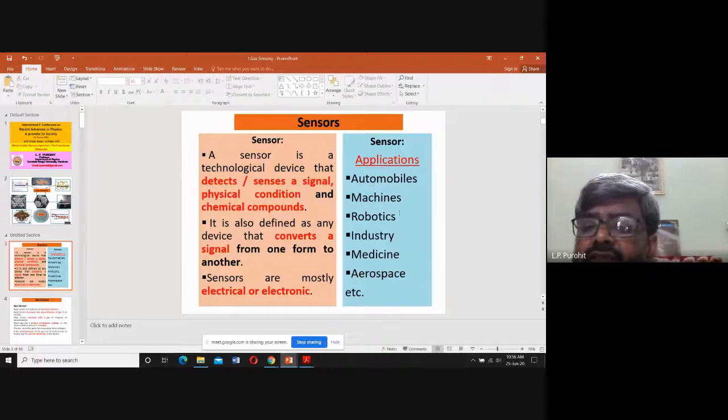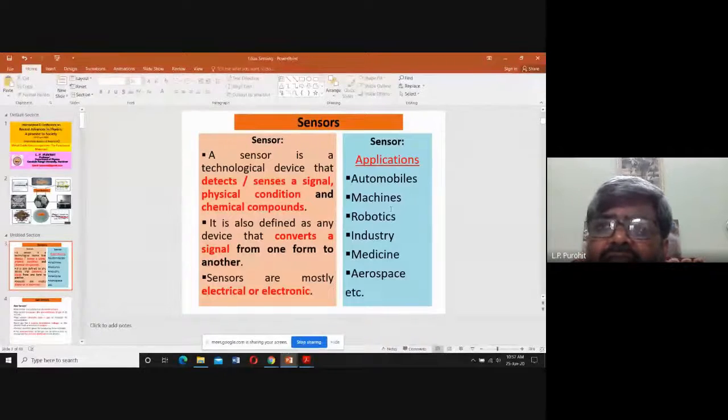So let us have some idea of a sensor. What is a sensor? We all know that a sensor is a device which senses a signal and converts it from one form to another, finally in electrical form. They are normally electrical or electronic, and they have a lot of applications in automobiles, machines, robotics, and all that.